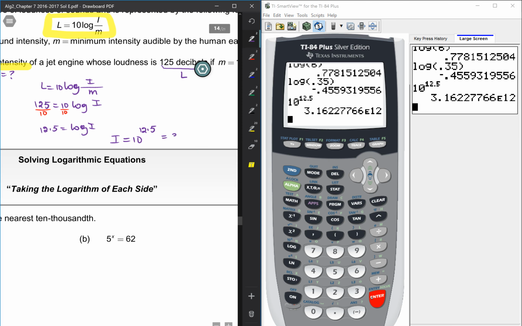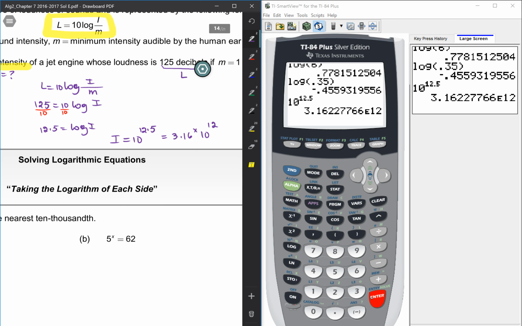This is 3.16 times 10 to the power of 12, right? So this is in scientific notation. E12 means 10 to the power of 12.